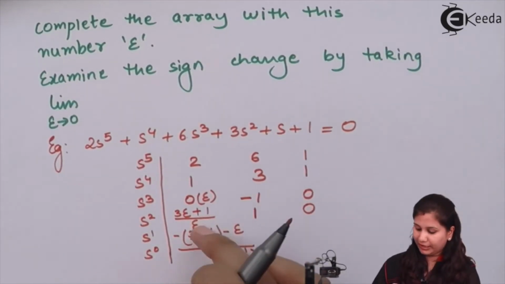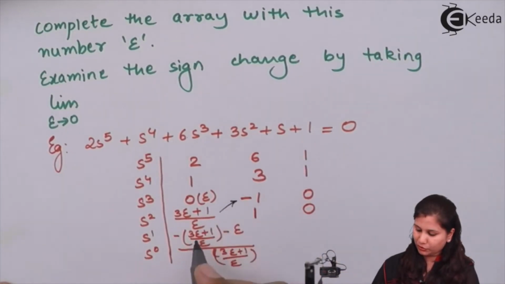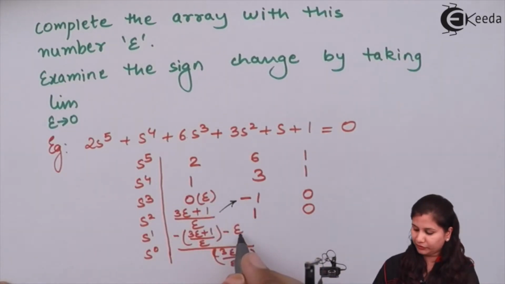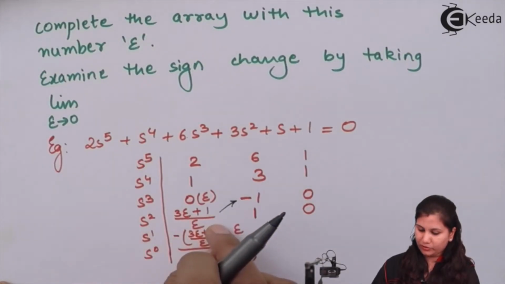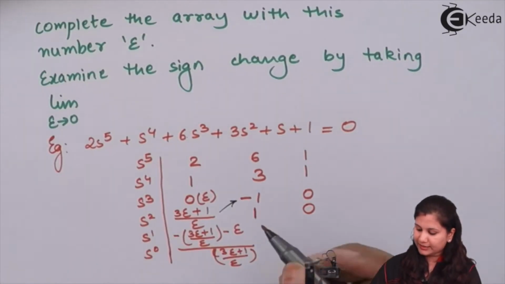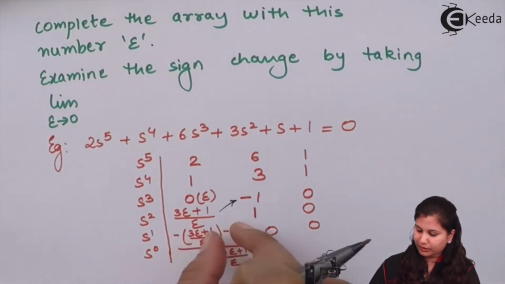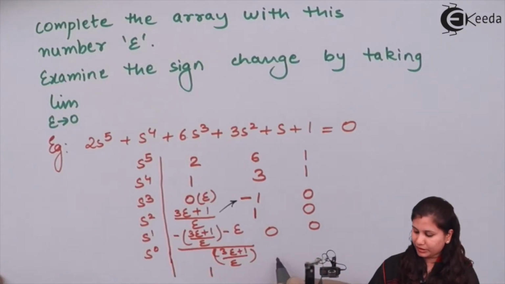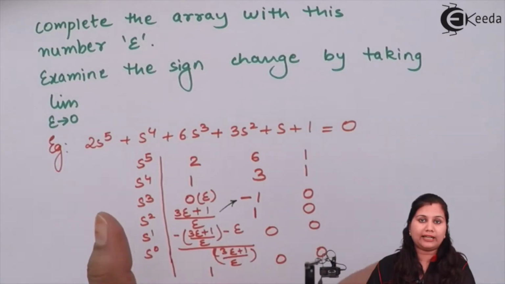So what we have done, we have multiplied this 3 epsilon plus 1 upon epsilon with minus 1. So this is the term. Then minus of epsilon multiplied with 1, it will be epsilon divided by this term. So this is s to the power 1. Then rest we will get as 0 and 0. Again we will have this term multiplied with 1. This term multiplied with 0 divided by this. So we will get it as 1. 0 and 0. So we have obtained the Routh array.